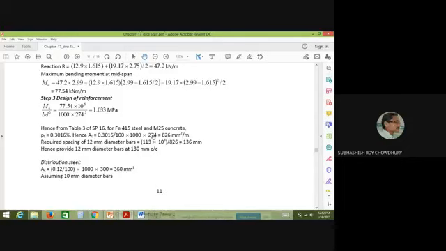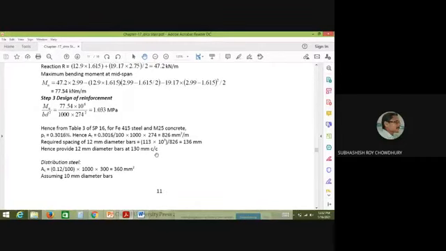Then 274 is the depth, so this is b d. And what will be b? Everywhere we have considered per meter width, so 1000 will be considered as b. That will give you 826 millimeter square per meter width. Now if you consider 12 millimeter diameter, 113 is the area of each bar. So 113 divided by 826 gives the spacing 136. So let us provide 12 millimeter diameter bars at 130 millimeter center to center at the midspan bottom.